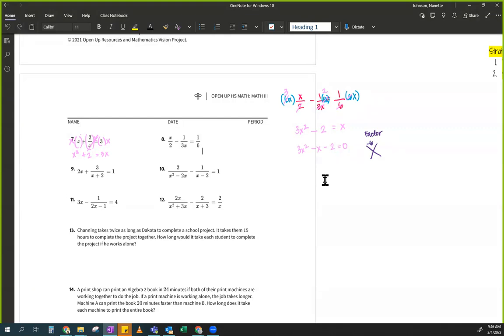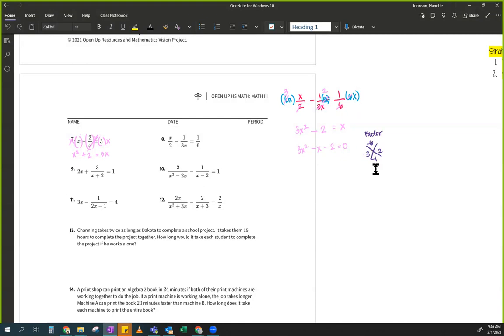Oh, it does factor. What am I talking about? I'm thinking of two numbers that multiply to get -6 but add to get -1. Those two numbers are -3 and 2. I was thinking, what are my factors of 6? I thought 1 and 5, but that won't get me to a 1. And then I thought 3 and 2.